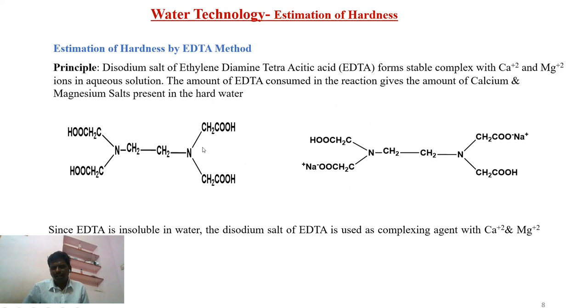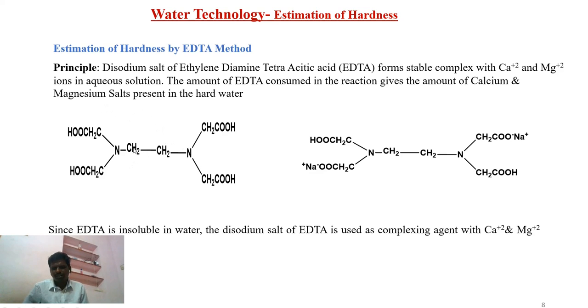Here we are using EDTA as a complexing agent. EDTA means ethylene diamine tetraacetic acid. We are using the disodium salt of EDTA. So we are using this EDTA with hard water. This EDTA will form a complex with the calcium and magnesium ions present in the water. So the amount of EDTA consumed in this reaction is equal to the amount of calcium and magnesium ions present in the water. So from that titration we are calculating those ions, that means the calcium and magnesium salts present in that water.